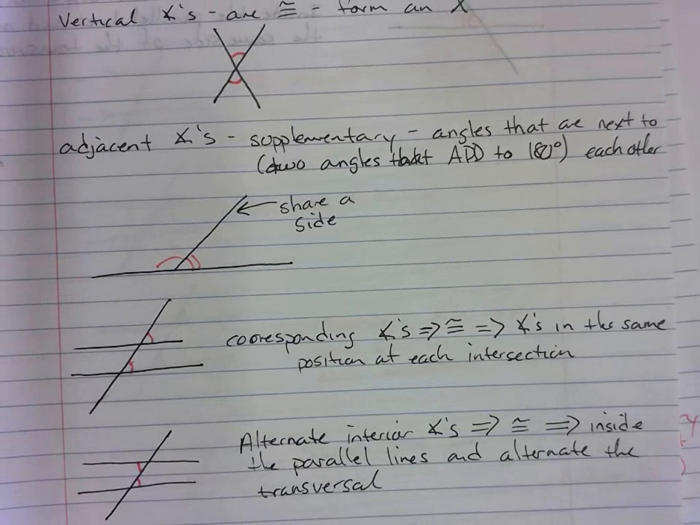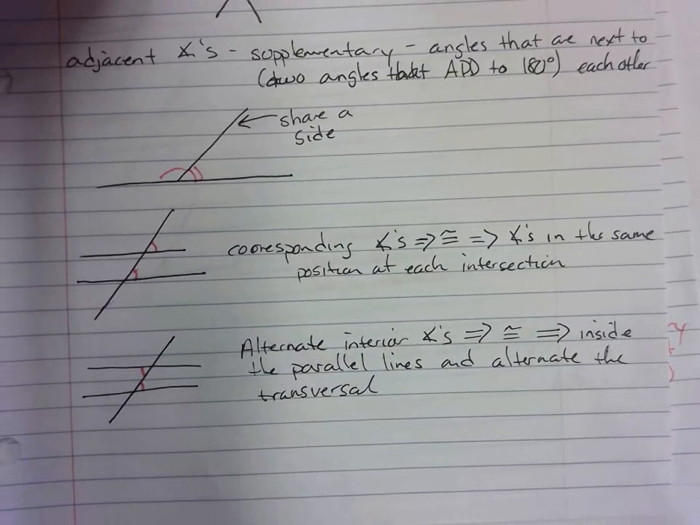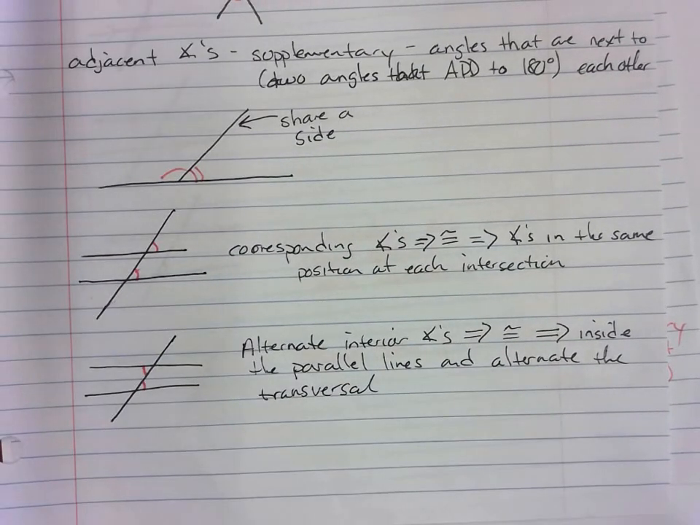Alternate interior. Alternate interior angles are congruent. Alternate interior angles are inside the parallel lines, and they alternate the transversal. Inside the parallel lines, and they alternate the transversal. We got two more after this.